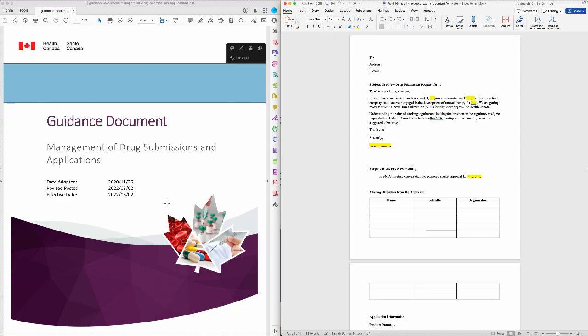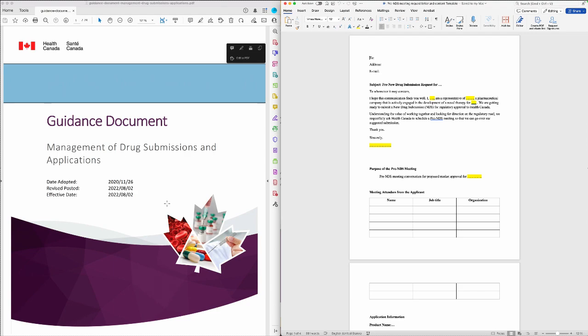Today we are going to look into the management of drug submissions and applications related to activities with Health Canada, and we are going to mainly focus on the content and, of course, the way that we are going to apply for a pre-NDS meeting.